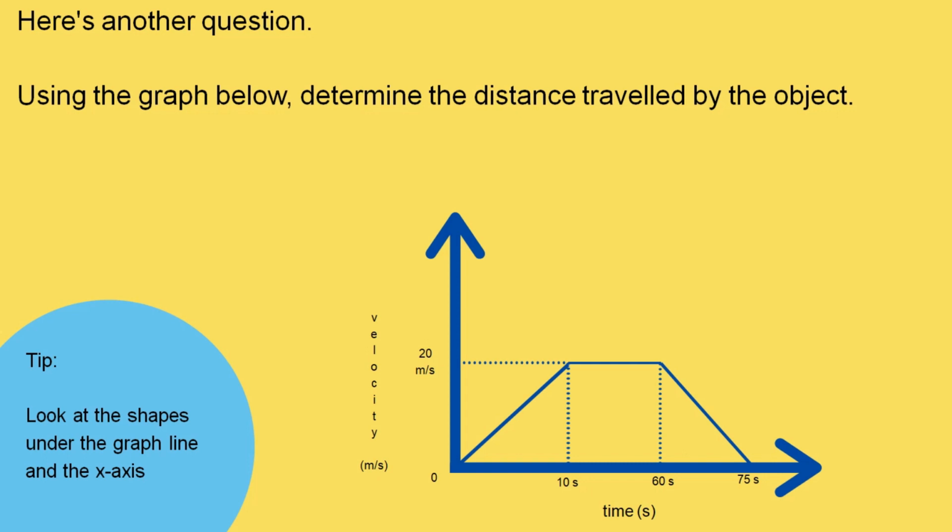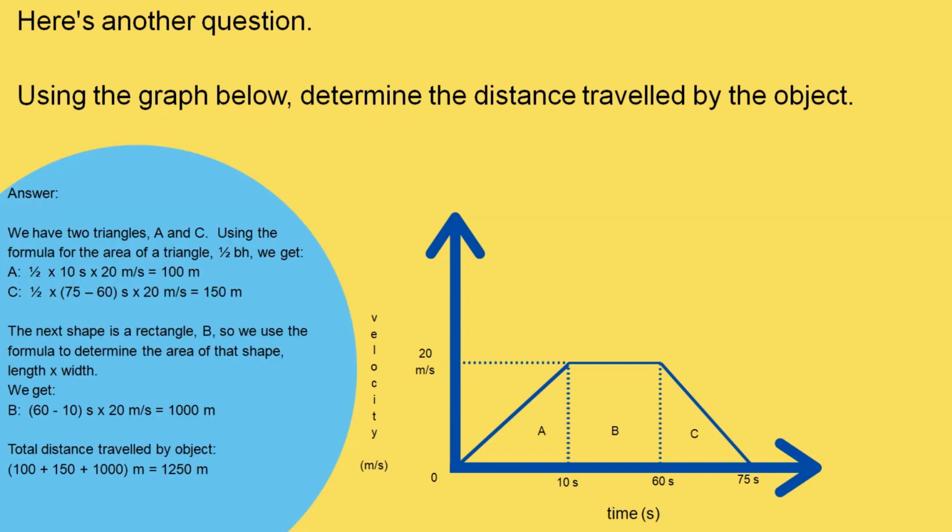Here's another question. Using the graph below, determine the distance traveled by the object. Tip: look at the shapes under the graph line and the x-axis. Answer: we have two triangles, A and C. Using the formula for the area of a triangle, half base times height, we get A to be equal to 100 meters and C to be equal to 150 meters.